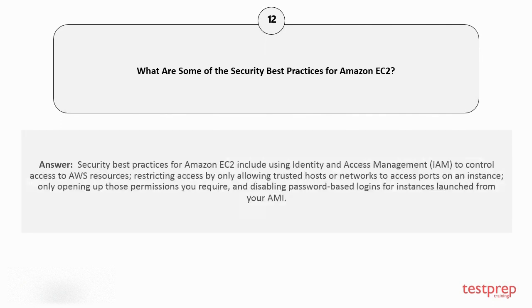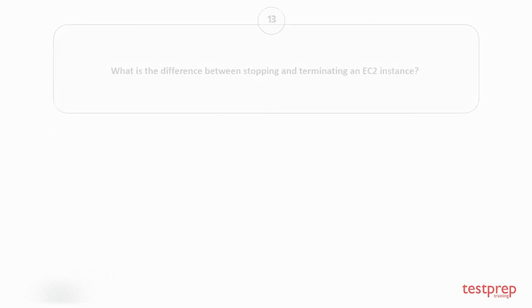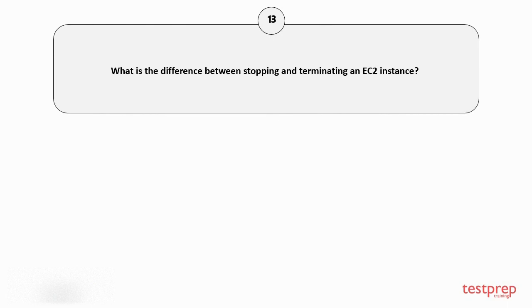Number 12. What are some of the security best practices for Amazon EC2? Your answer is: security best practices for Amazon EC2 include using identity and access management to control access to AWS resources, restricting access by only allowing trusted hosts or networks to access an instance, only opening up those permissions you require, and disabling password-based logins for instances launched from your AMI.